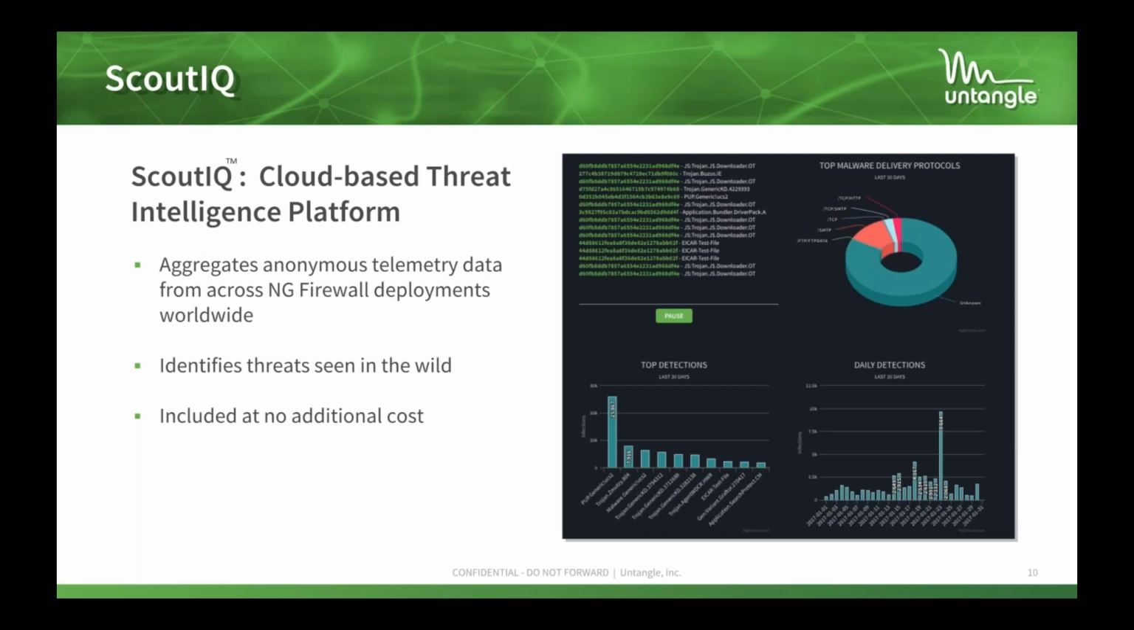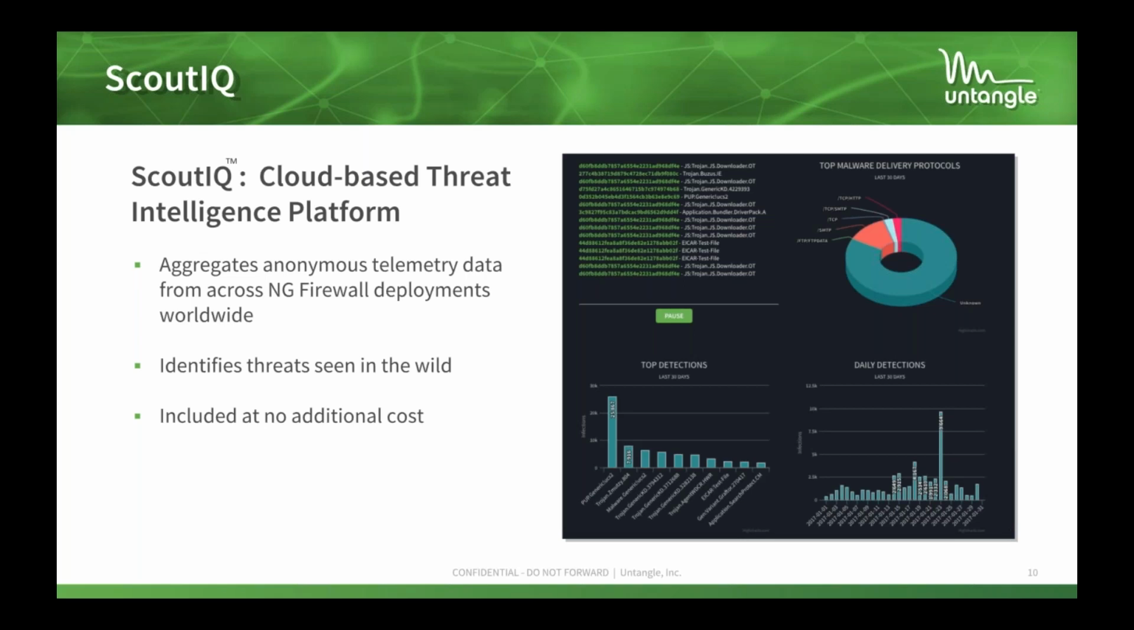Scout IQ is another interesting product that we offer. This is Untangle's cloud-based threat intelligence platform. This is what lets us aggregate telemetry data from across all the other NG Firewalls that are leveraging this service. When you run the Untangle Setup Wizard, it asks if you want to connect to the Untangle cloud. That's never enabled by default. We always ask. Scout IQ is one of the things that's enabling.